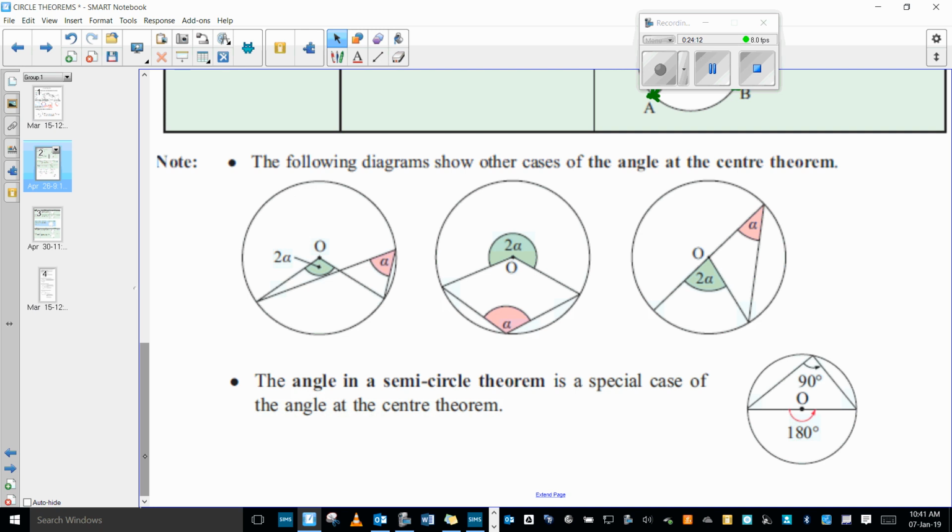Sometimes people ask, why is the angle in a semicircle 90 degrees? Well, it's a special form of the angle at the centre. Because if we drew a straight line across here to the outside edge for both of them, this one's going to be double that one. That's just a side note.